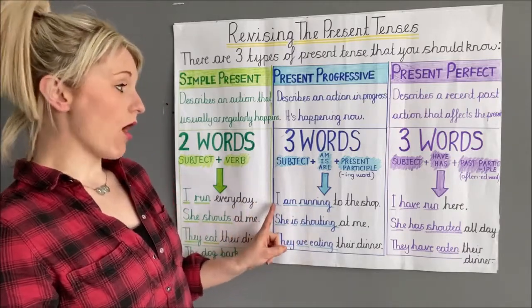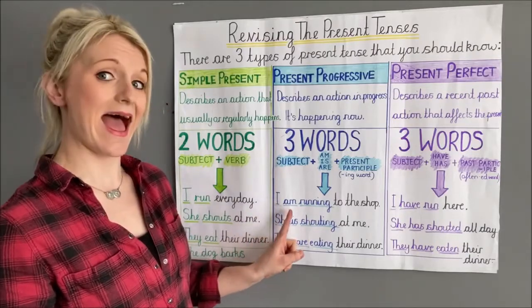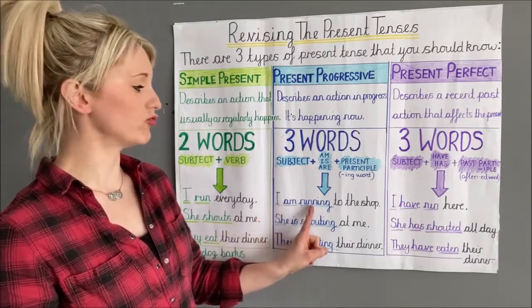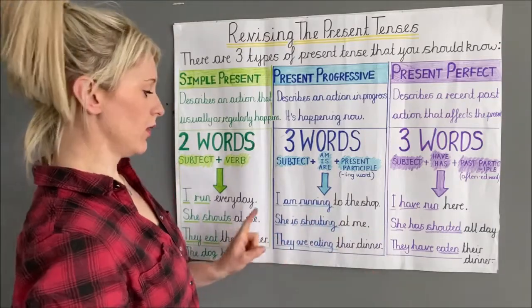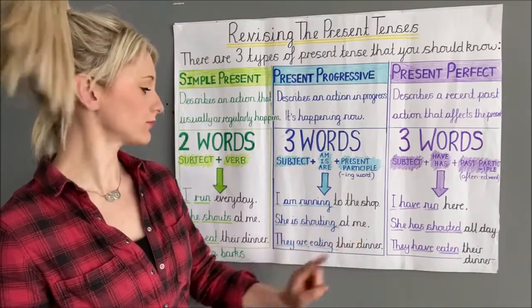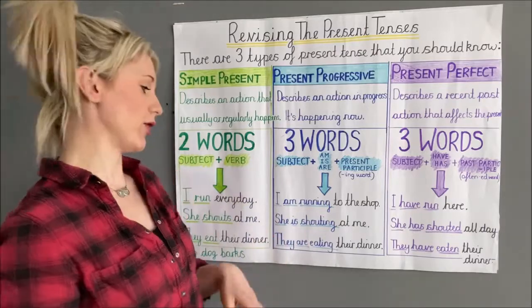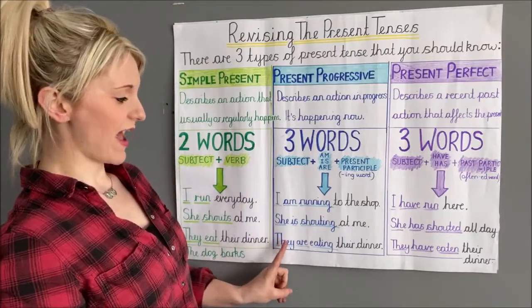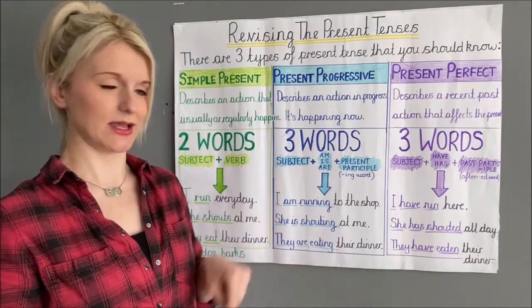We've got some examples here. You've got the subject I, and when we're using the subject I, it will be I am. So I am running to the shop. It's what I'm doing right now. She is shouting at me. It's what she's doing right now. It's still happening, it's still in progress. And then our last one, they are eating their dinner. What are they doing now? They are eating their dinner.